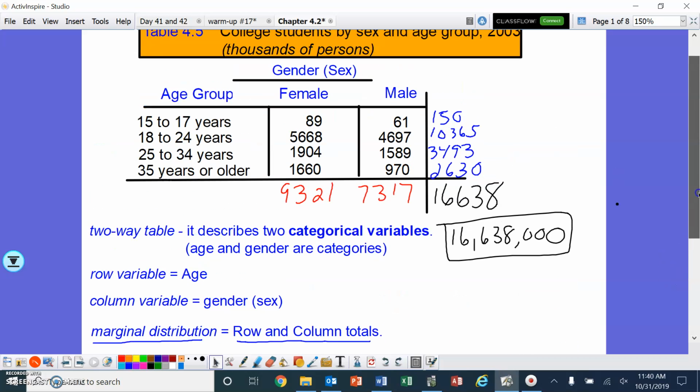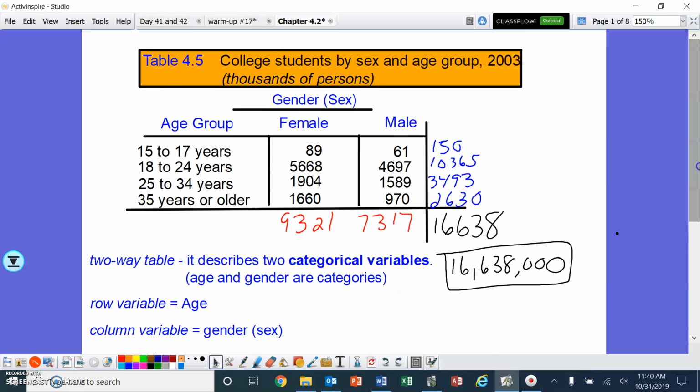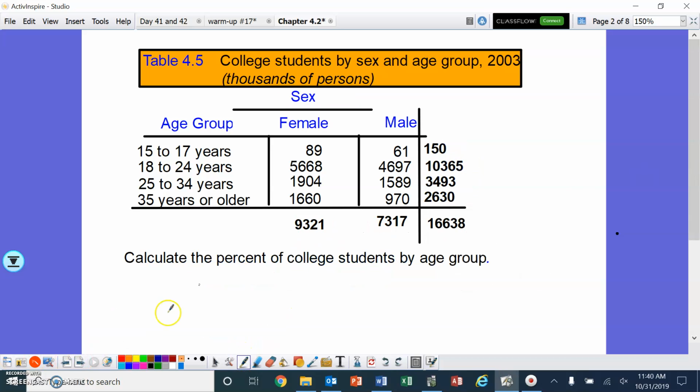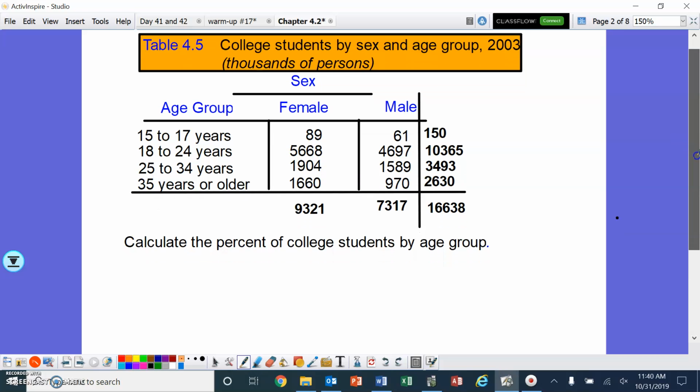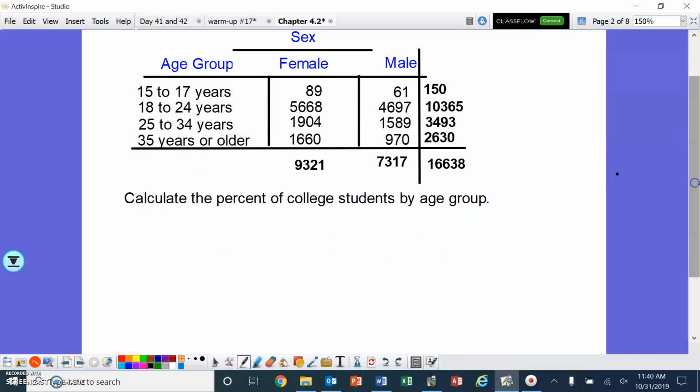All right, so this is what we're going to be working with. We're going to be working with a table of values. All right, now what are we going to do with this? So there can be a number of questions that are asked about the table. In this first problem, we're going to calculate the percent of college students by age group.